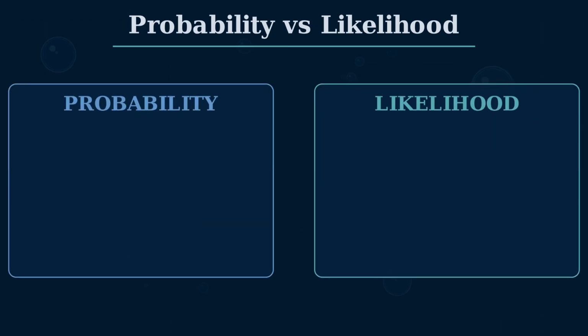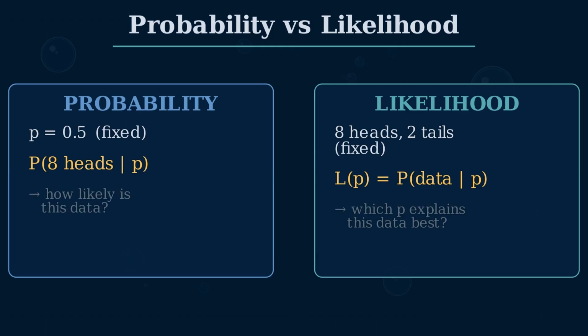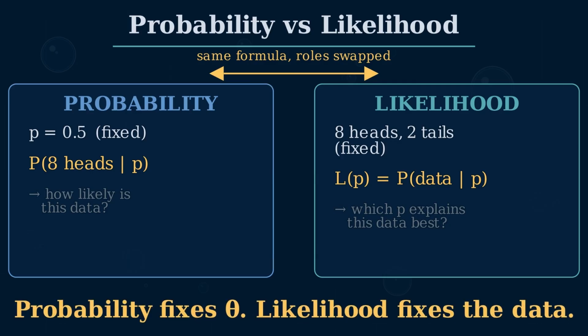Probability fixes the parameter. If the coin is fair, how likely is this data? Likelihood fixes the data. We already saw 8 heads. Which value of P makes that outcome most believable? Same formula. Roles swapped. Probability treats parameters as fixed and asks about data. Likelihood treats the data as fixed and asks about parameters. With those roles clear, we can now build the likelihood function itself.